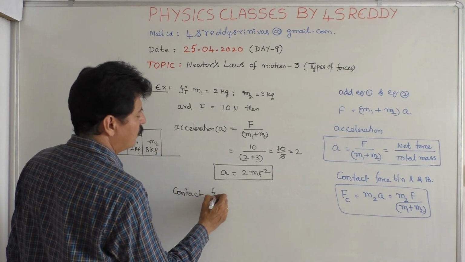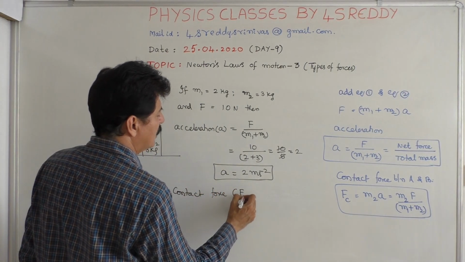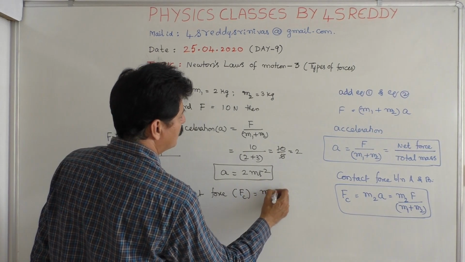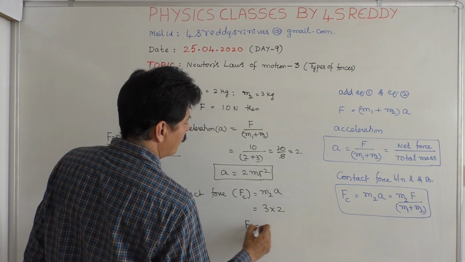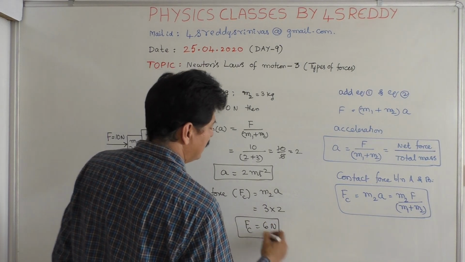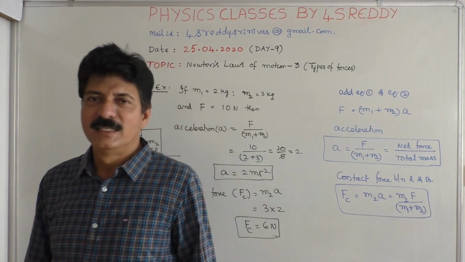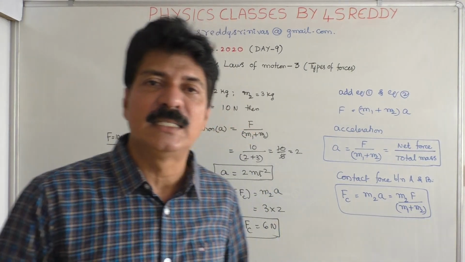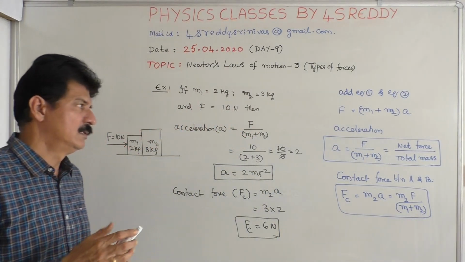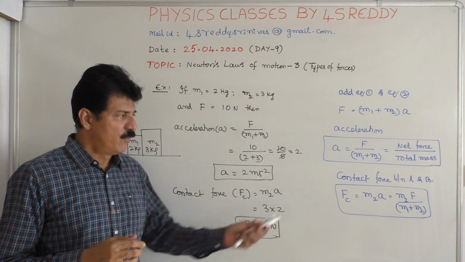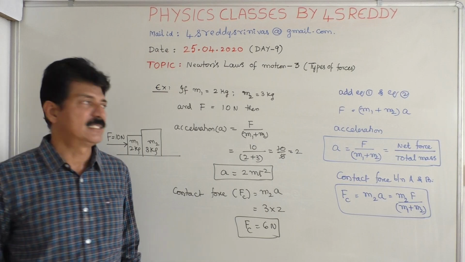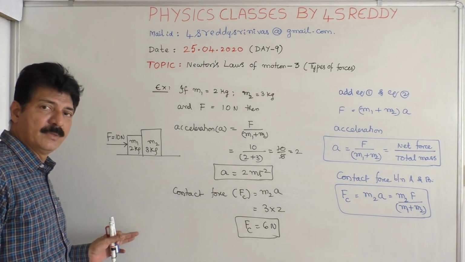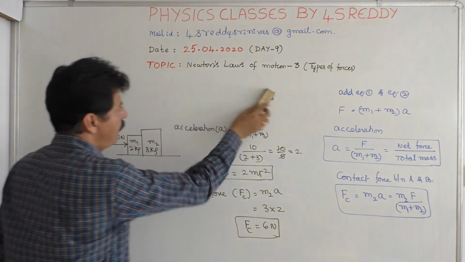Then contact force is given by Fc is equal to M2 into A. What is M2? 3 into A, which is 2. So the contact force between them is 6 Newton. This is how we are going to calculate as and when we are given the numericals, for the general solution when a system of 2 blocks is given like this. Is it clear? Now come to the other one.